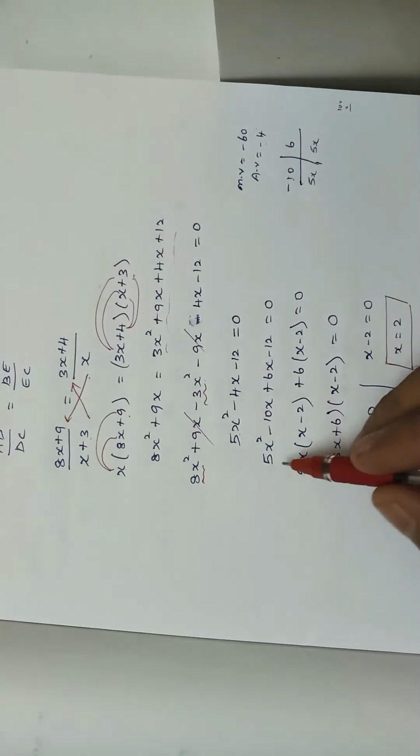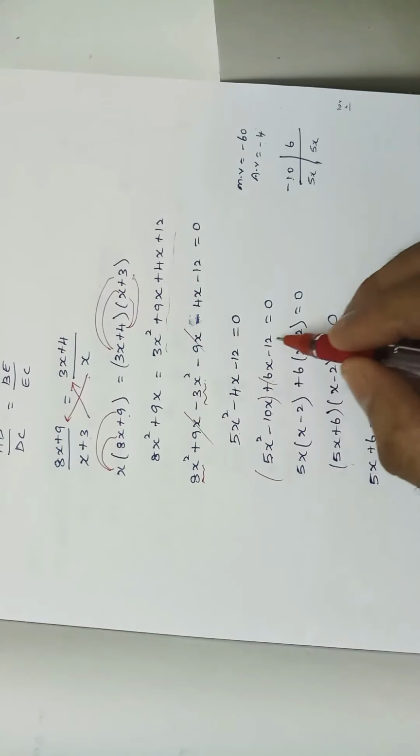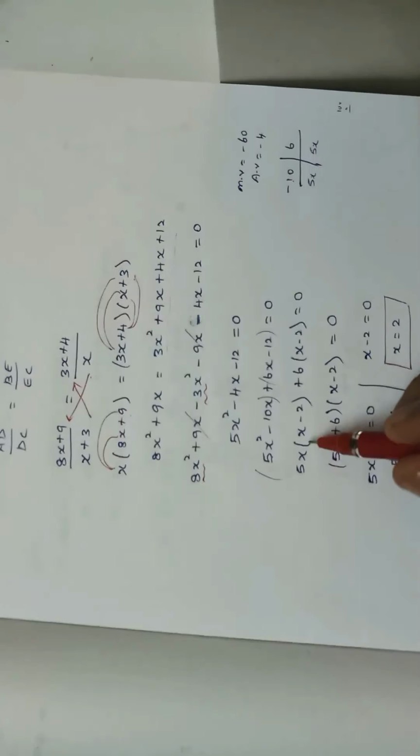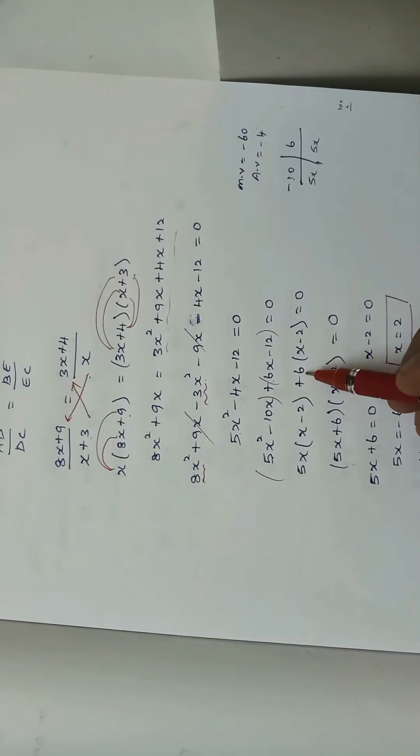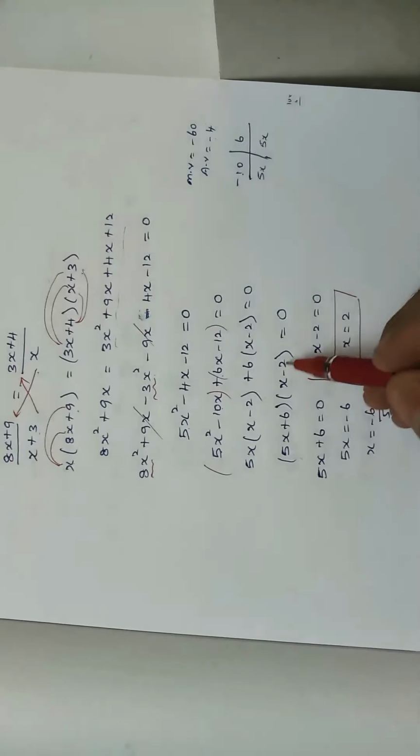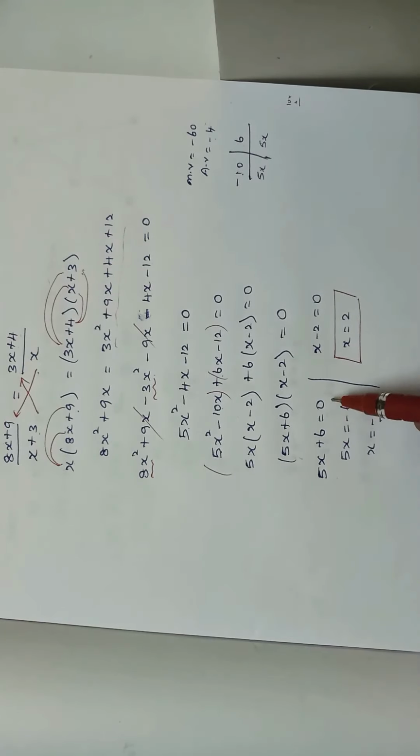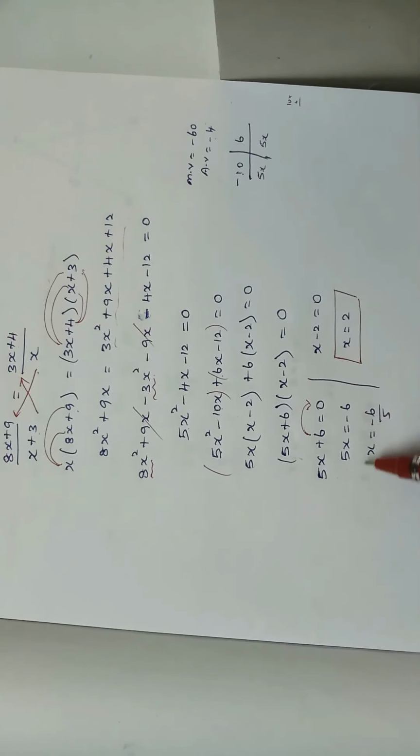So just do the factorization: 5x square minus 10x plus 6x minus 12. Grouping. What is the common term in the first group? 5x, just take it outside. What is remaining? x minus 2. Here 6 is common, taking it outside, 6 into x minus 2. So 5x plus 6 into x minus 2 is equal to 0, right? Equating with 0, 5x plus 6 is equal to 0. Taking plus 6 to the RHS, it will become minus 6, and x is equal to minus 6 divided by 5.